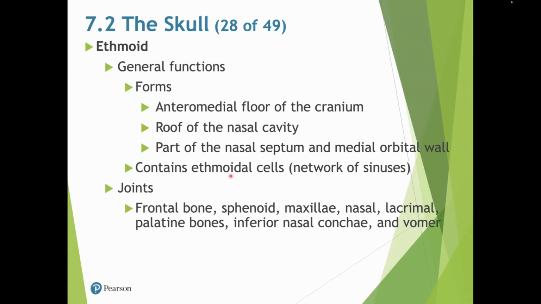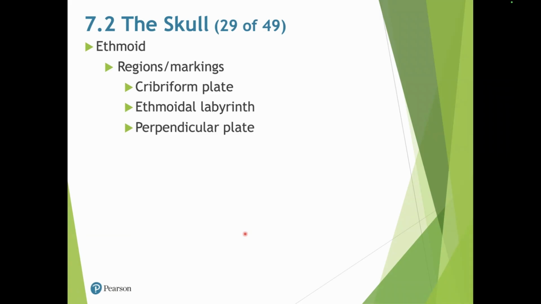All right, it's going to contain ethmoidal cells, which is basically a network of sinuses. It's going to articulate with and form joints with the frontal bone, sphenoid bone, maxillae, nasal, lacrimal, palatine, inferior nasal concha, and the vomer. The regions and markings are the cribriform plate, ethmoidal labyrinth, and the perpendicular plate of the ethmoid bone, is usually how it is said.